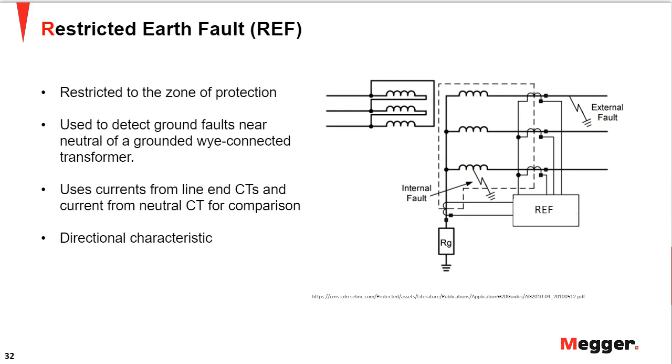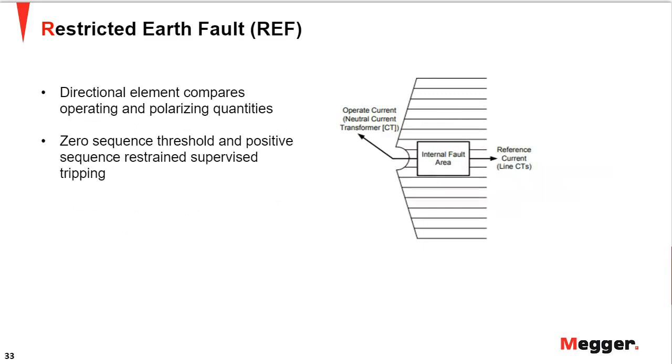One other important aspect here is that since we are dealing with the zero sequence currents, the CT connections cannot be delta connected. CTs must be connected in Y. It's a very important thing to keep in mind when dealing with the restricted earth fault. And like I mentioned, it's a directional characteristic that this particular scheme is using. So we have the operate current, which is the neutral current, and we have the reference current, or you could call it the polarizing quantity, on the line CTs.